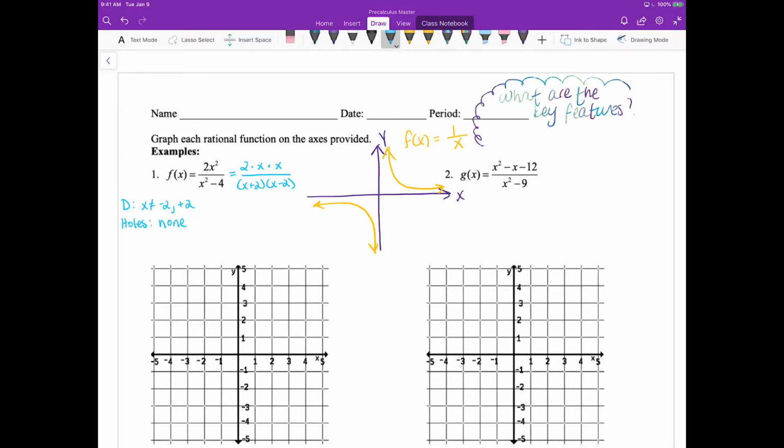Now the holes were related to the vertical asymptotes. We had no holes because there was nothing that we crossed out, but we didn't cross out other factors in the denominator, and that's where we find our vertical asymptotes: those factors in the denominator that we didn't cancel out. So there are 2 vertical asymptotes because there are 2 factors in the denominator that didn't get crossed out, and those are at x equals negative 2 and positive 2.